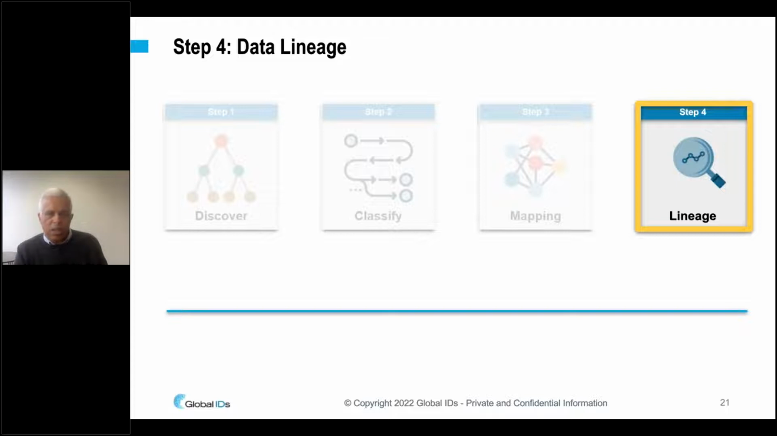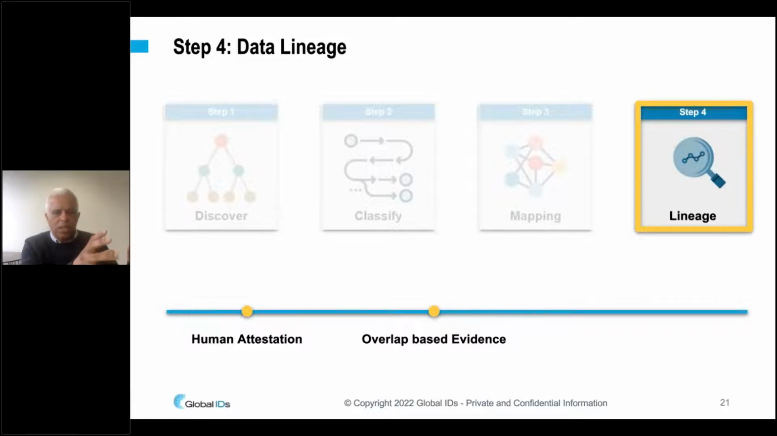So the steps that are done subsequent to that is, one can take a human approach towards saying, okay, these are the tables that contain customer data, and I know where the master table or the origination table is, and I can then manually say that these are all the tables that are connected. That is the simplest thing, and many of the software companies are sort of focusing on the human attestation method. Global IDs is more interested in evidence and proofs, scientific proofs.